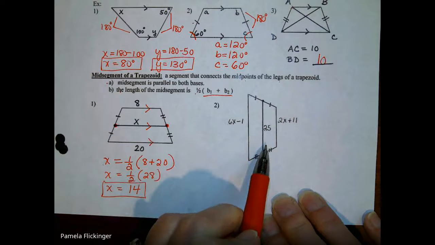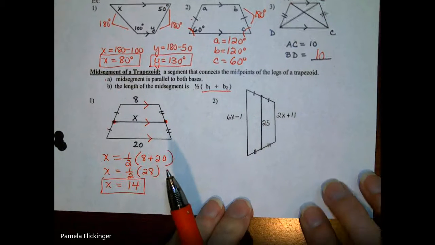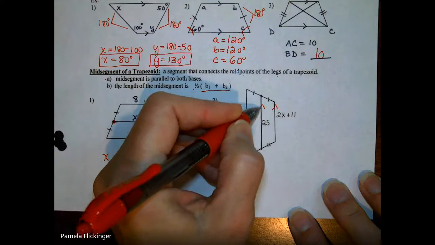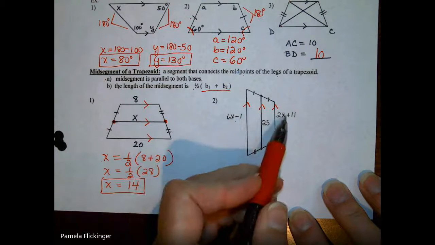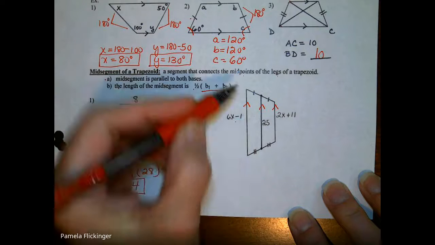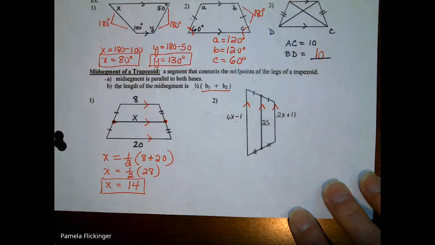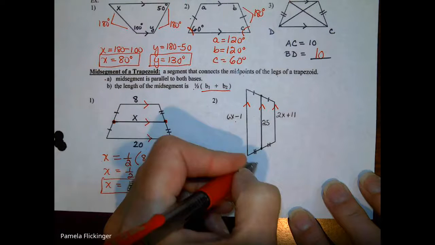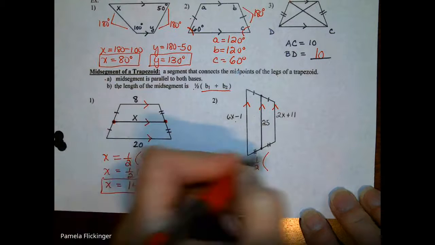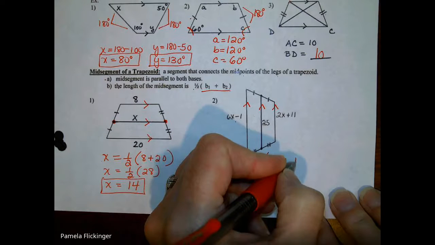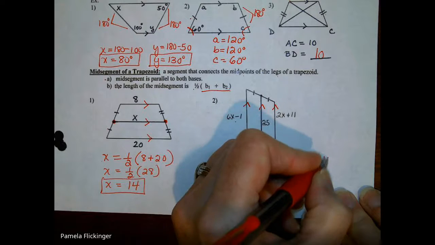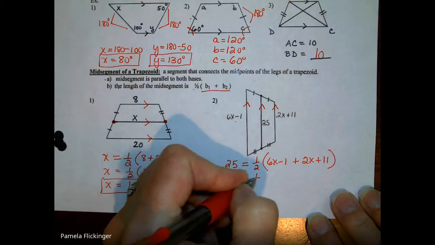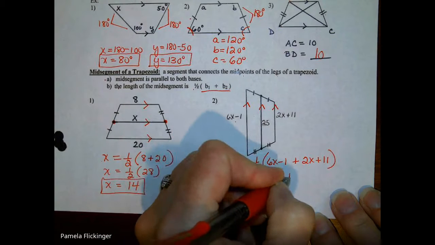Of course, a lot of the problems you'll do are more algebra related with equations. This trapezoid's just been turned on its side, but the 6x minus 1 and the 2x plus 11 are the bases, and the midsegment is parallel to that. And the rule says the midsegment equals 1/2 the sum of the two bases. So we're going to add 6x minus 1 plus 2x plus 11. So shrink that down. We've got 25 equals 1/2 (8x plus 10).